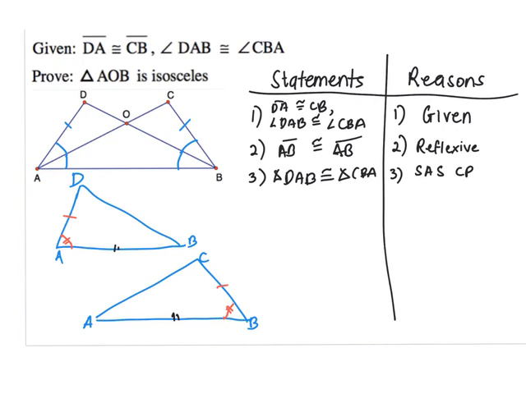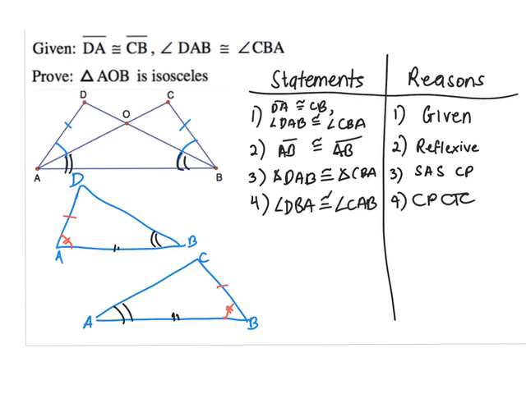So now, since we have already proven that triangle DAB is congruent to triangle CBA, we can also say that angles DBA over here and CAB over here are congruent. And how is that? Okay, correct, because of CPCTC.